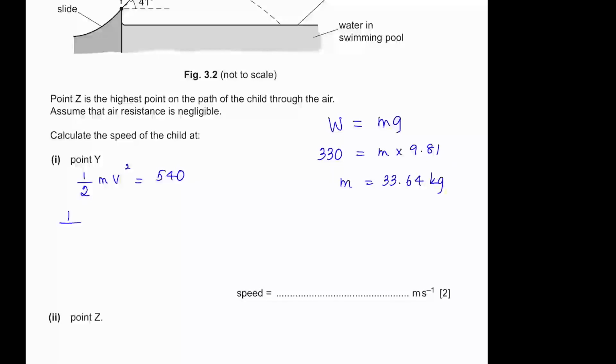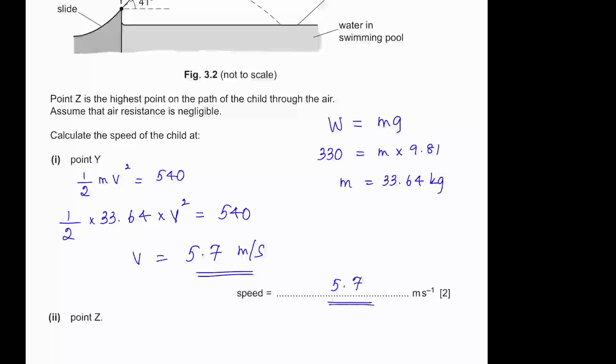So half into that mass, which is 33.64, into v square will give you 540, the kinetic energy of the child. From here we can get the v, which is 5.67. I'll take it as 5.7 meters per second to two significant figures. Correct me if I'm wrong.